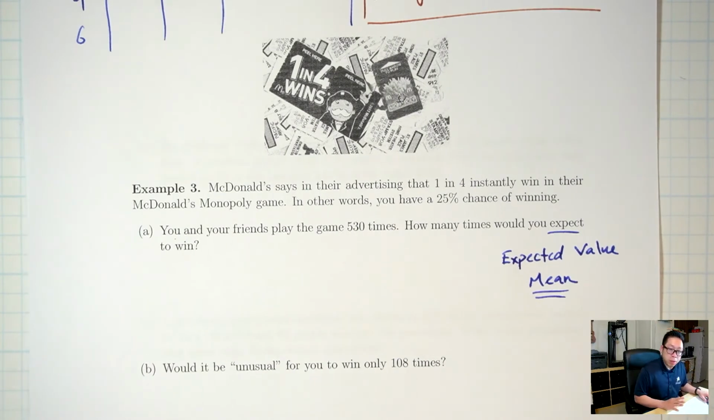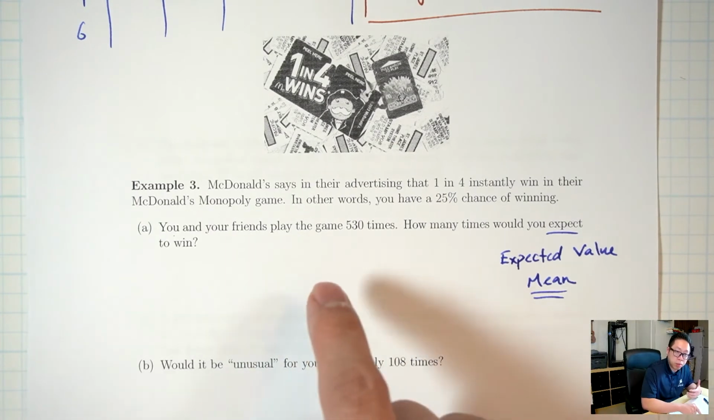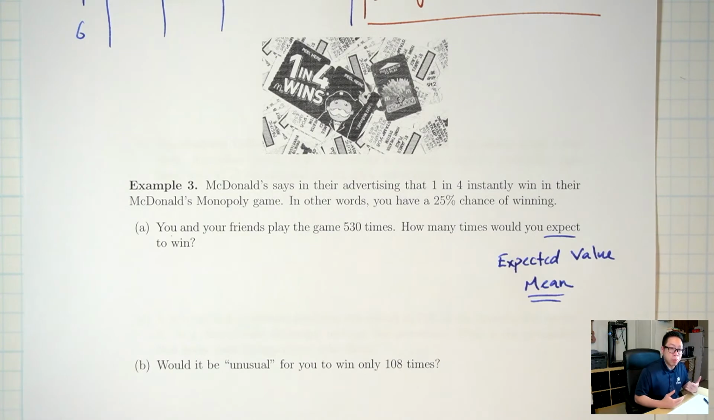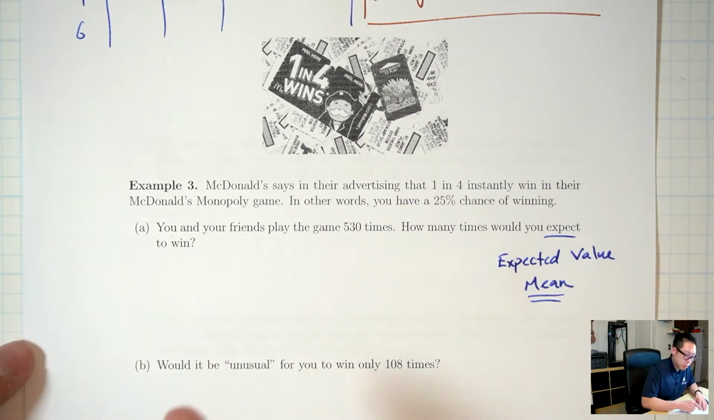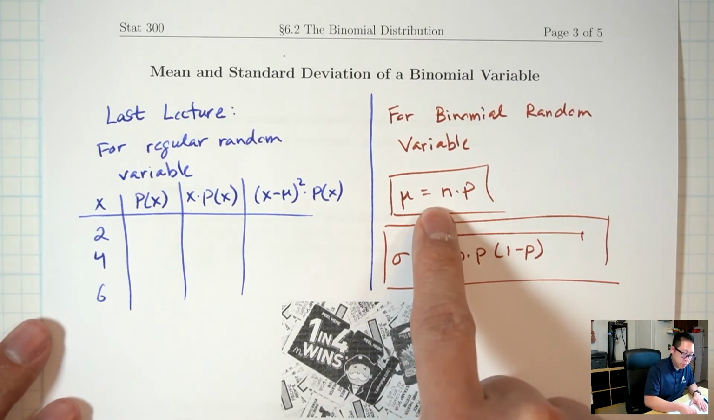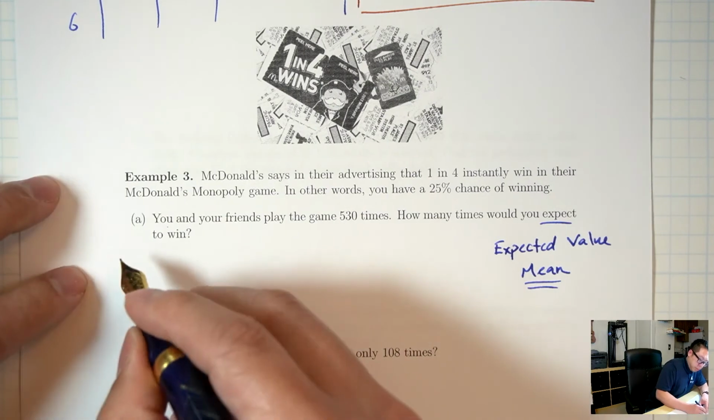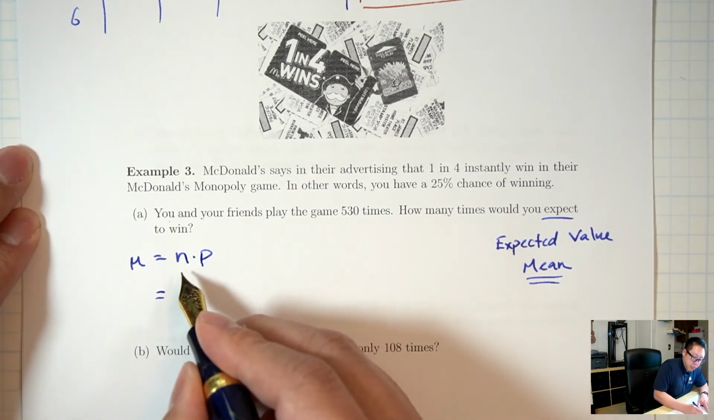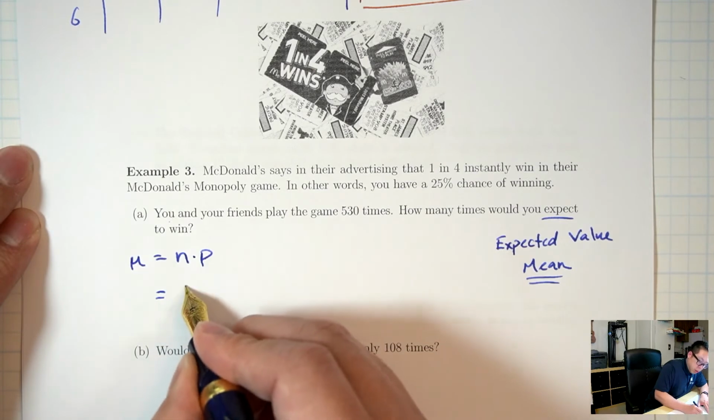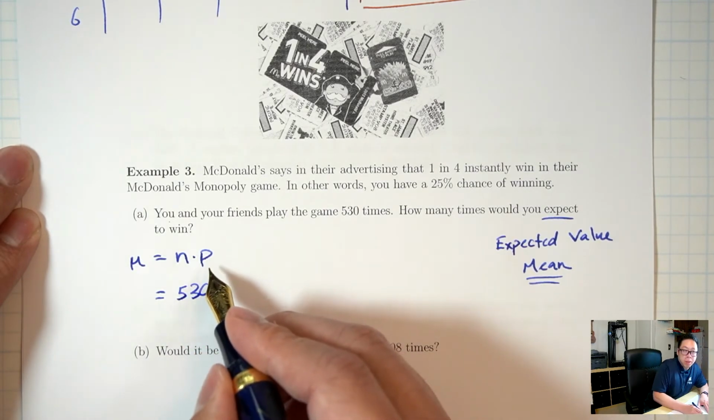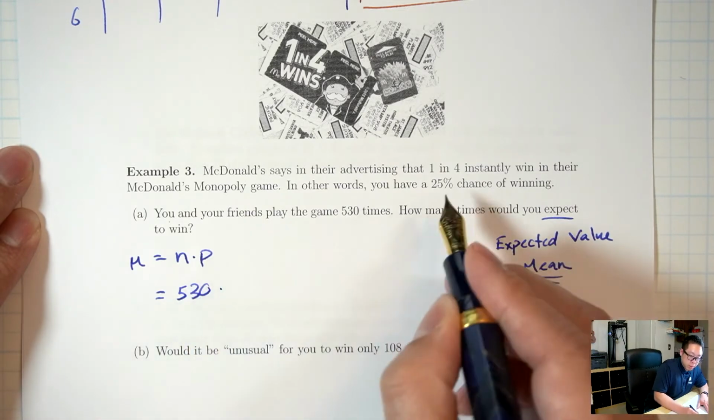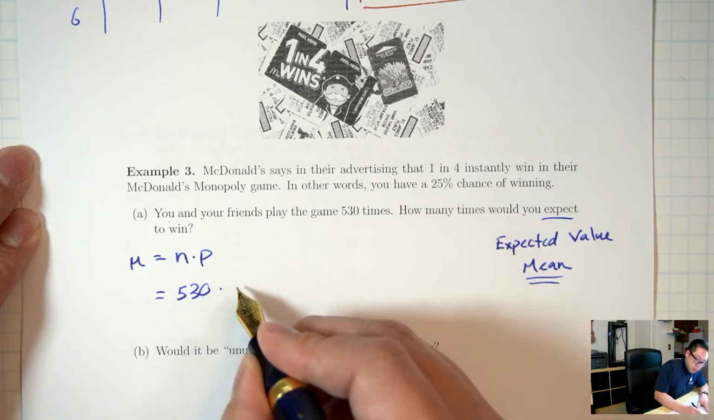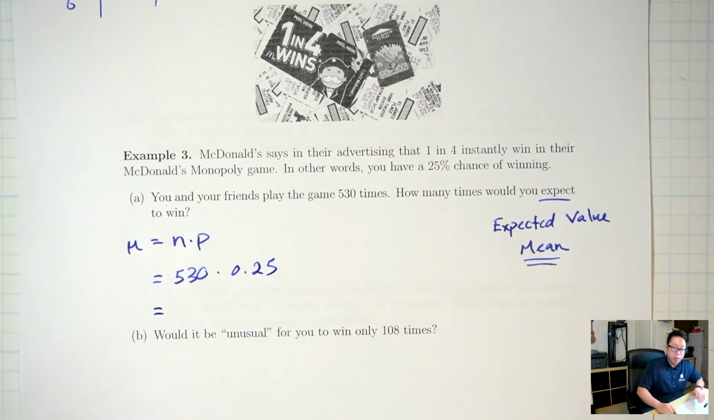So we do have a binomial situation here, right? We're playing this game 530 times, so the number of trials is fixed. We are interested in how many times we win, so we are interested in the number of successes. So this is a binomial situation. And to find the mean, use this formula. What is n and what is p here? N, the number of trials, is the number of times you played this game, 530 times. P, the probability of success. What's your probability of winning? 25%. As a decimal, 25% is 0.25. 530 times 0.25 is 132.5.